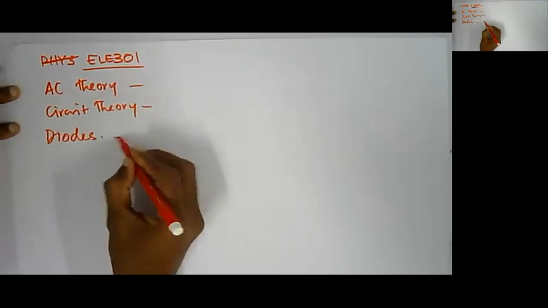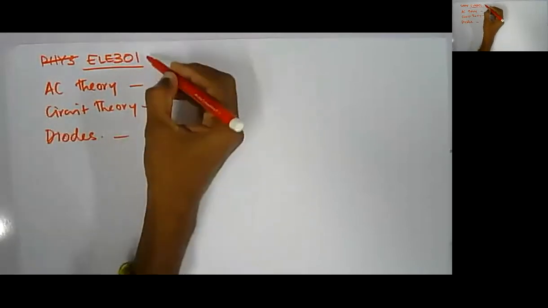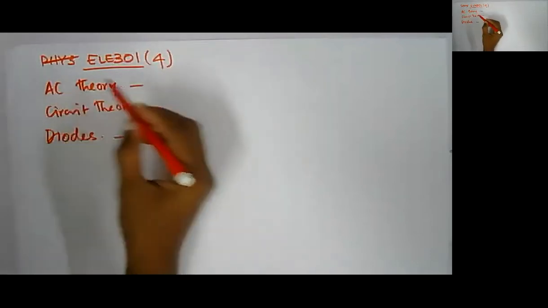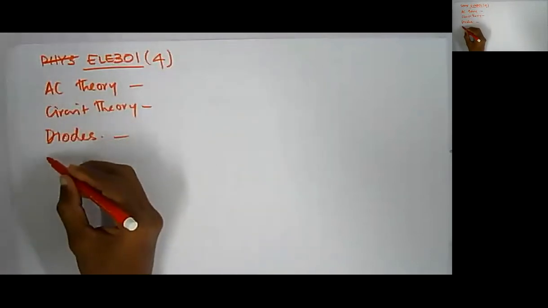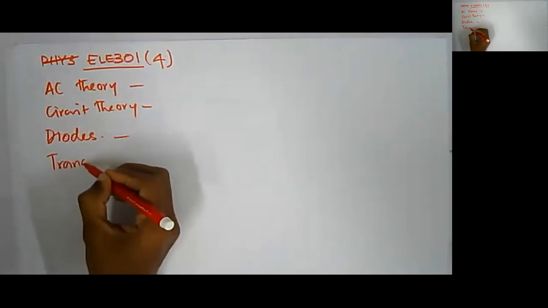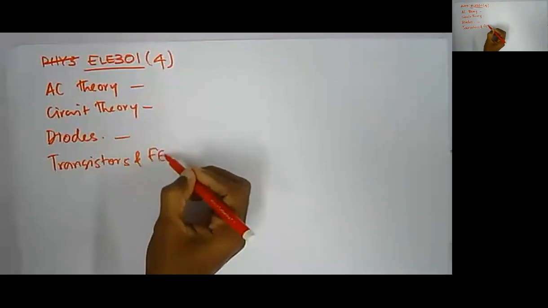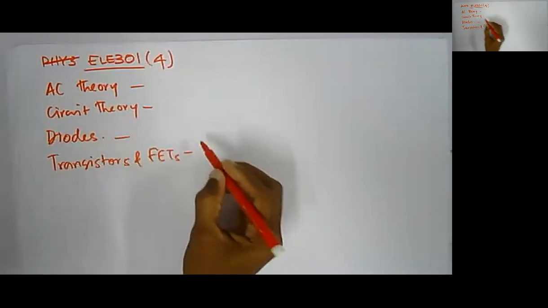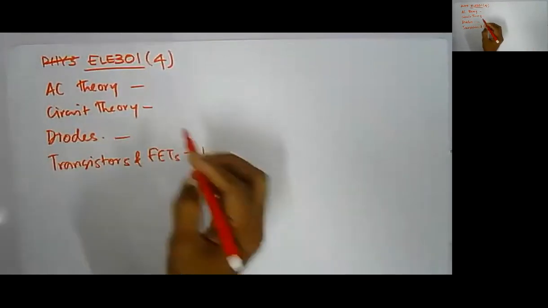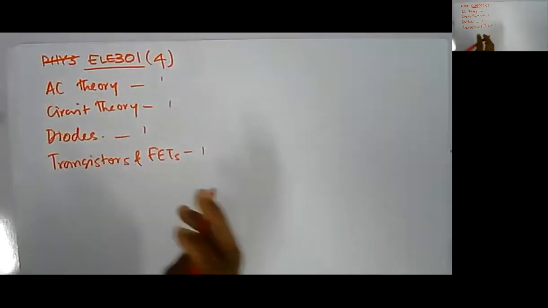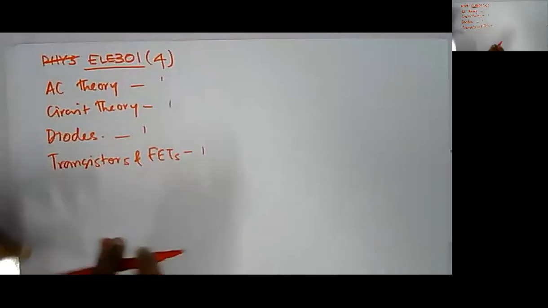As I said earlier, you will have 4 questions at the end of the course exam for this unit. One each, and then we have transistors and FETs left. Out of these two, you will have one question. So of the 4 questions, you have to answer 3 out of 4.